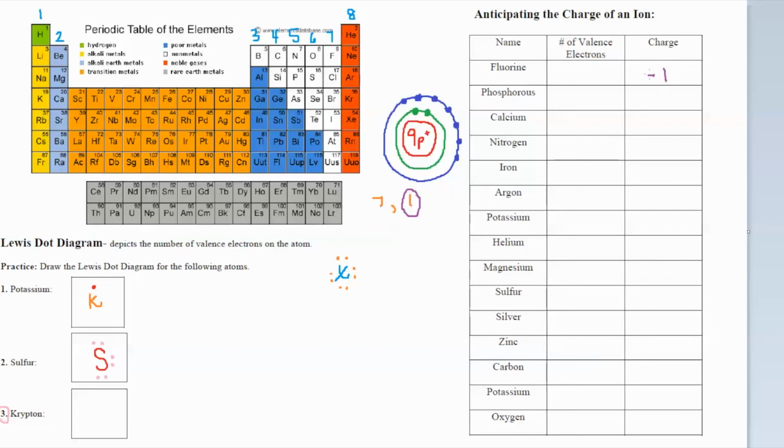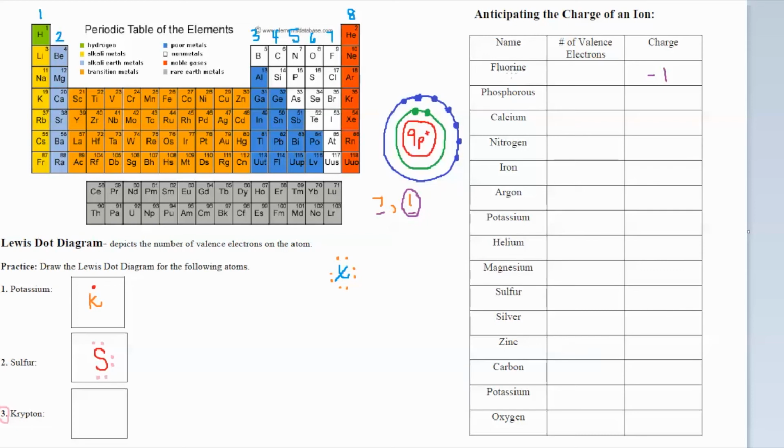Now, every single time you're trying to determine the charge of an ion, you should not be having to draw out the Bohr model diagram. This was just to explain to you why it gains 1 versus loses 7 and where in the world I got these numbers from. All right? Instead, what you should be doing is the following.